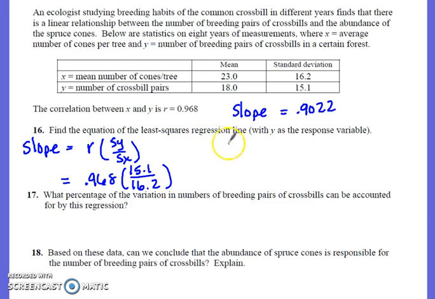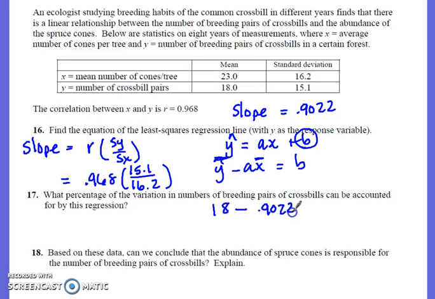And then I just go back to the same old prediction equation, but now I'm looking for the y-intercept. So I'm going to get the y-intercept by itself. All I'm going to do is subtract out, so it's y hat minus ax is equal to the y-intercept. But we don't know what y hat and x are, so we're going to use y bar and x bar instead. This is where I plug in the mean, 18 for y, minus the slope, which I now know is 0.9022, times x bar, which they told me up here is 23.0. And that should give me the y-intercept.